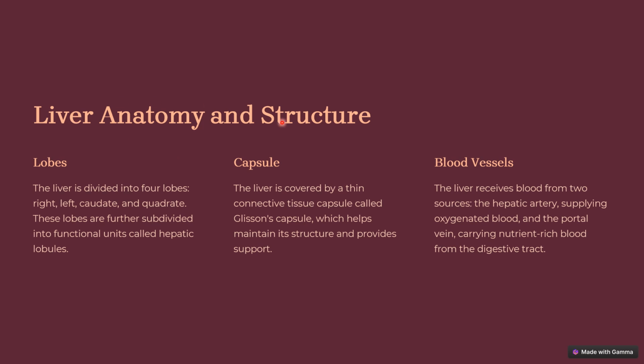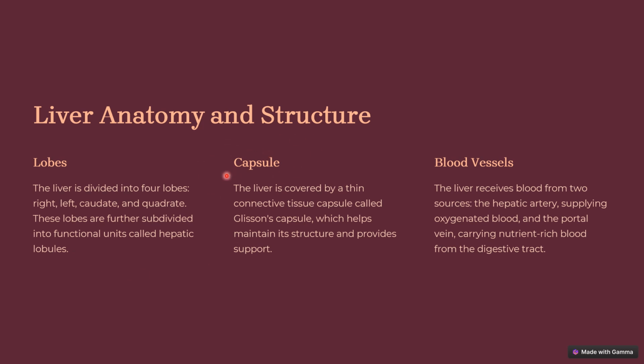So first we'll discuss the anatomy and structure. Lobes. The liver is divided into four lobes: the right, left, caudate and quadrate. Okay, so these lobes are further subdivided into functional units called hepatic lobules.